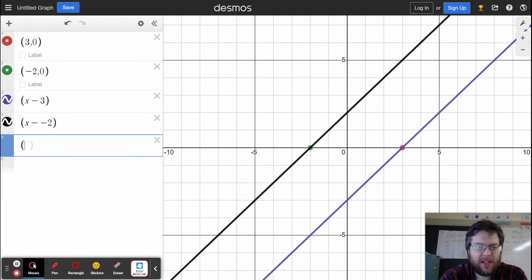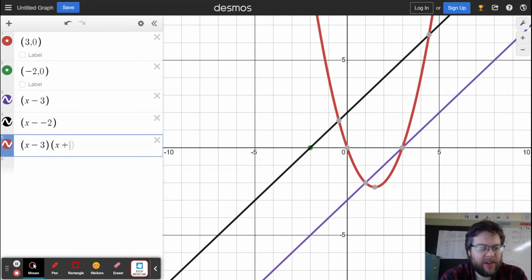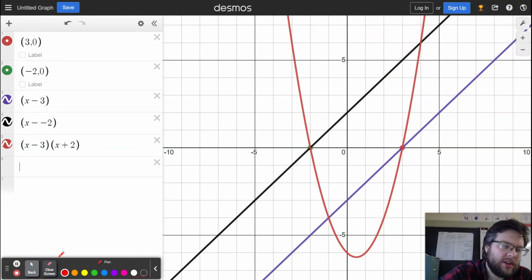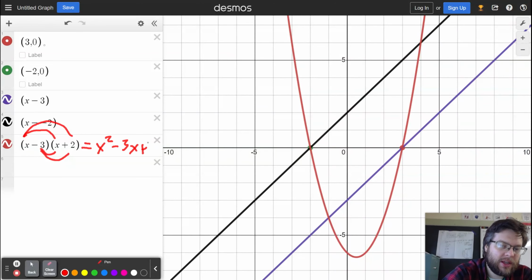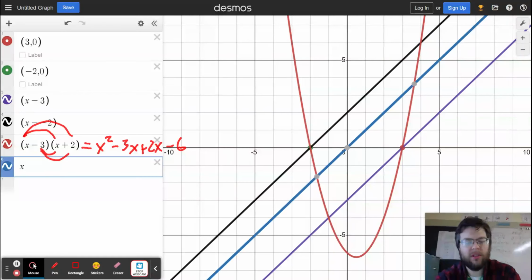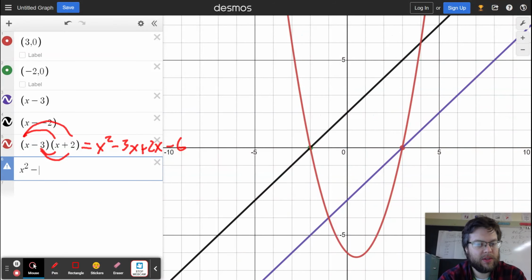And you can see that if I multiply those two factors together, then I get a quadratic that goes through both of those. And if I distribute that out, you can see it goes x times x, x times 2, negative 3 times x, negative 3 times 2. So we should get x squared minus 3x plus 2x minus 6. I'll type it in standard form, x squared minus 1x minus 6.